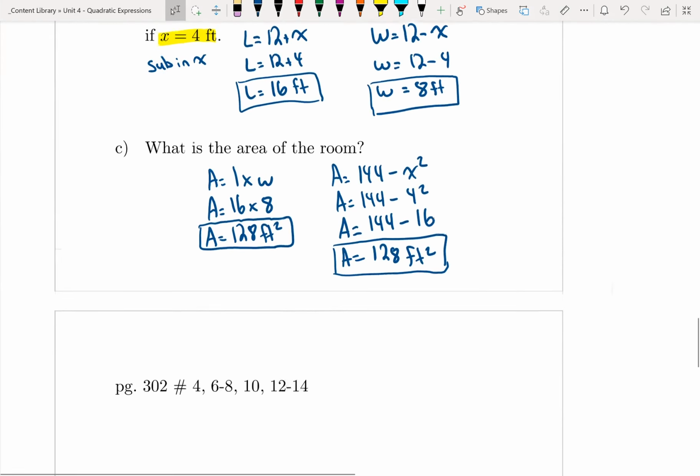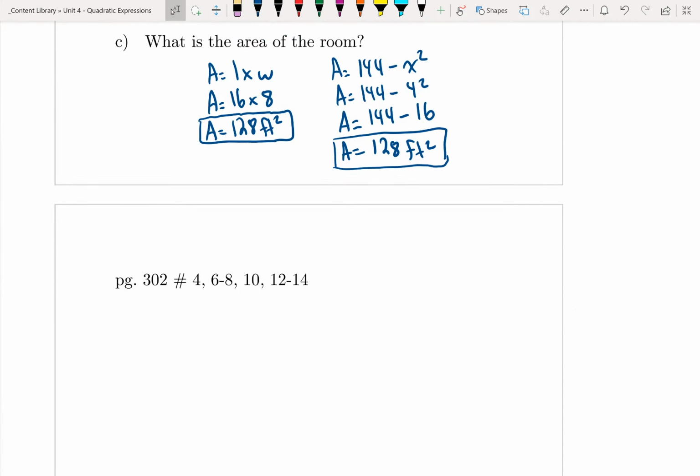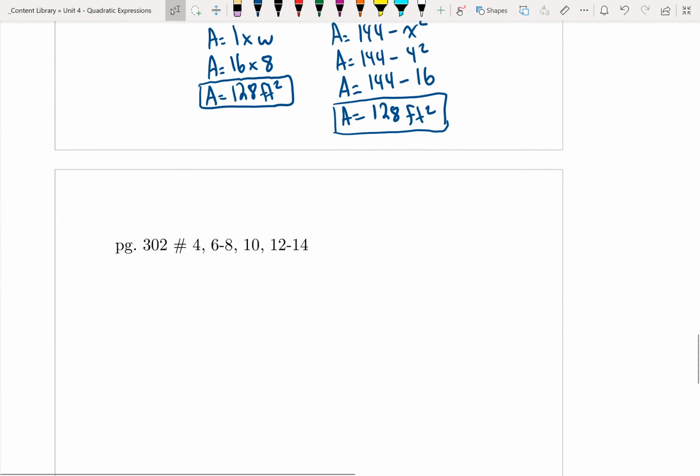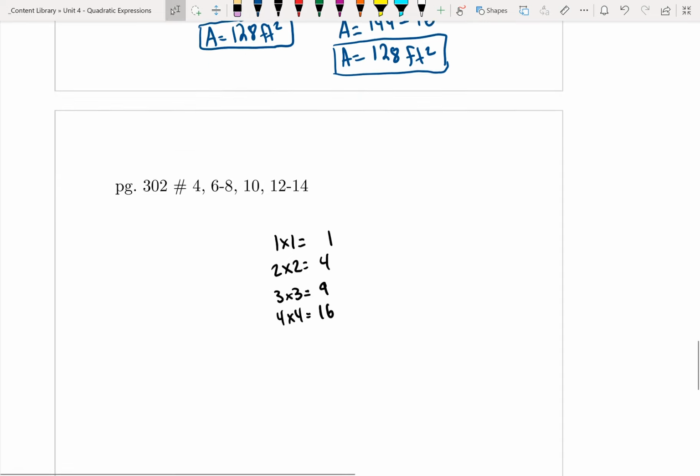One thing that helps us with this is knowing what our squares are. So if we had kind of a multiplication table, or basically if we have 1 times 1, that equals 1. So 1 would be a square. We have 4, or 2 times 2. 3 times 3 is 9. 4 times 4 is 16.